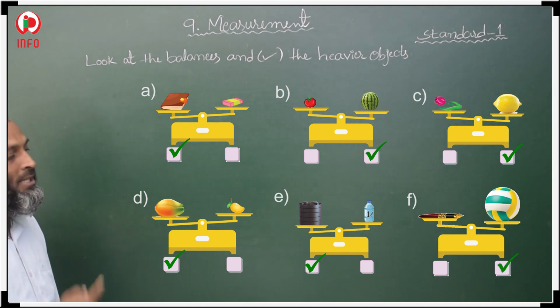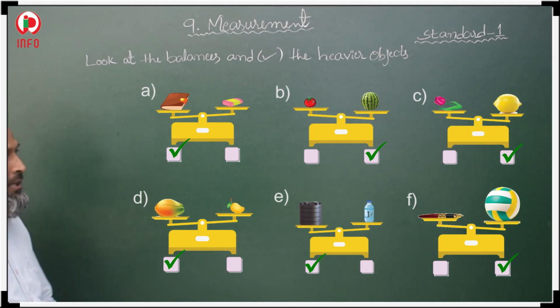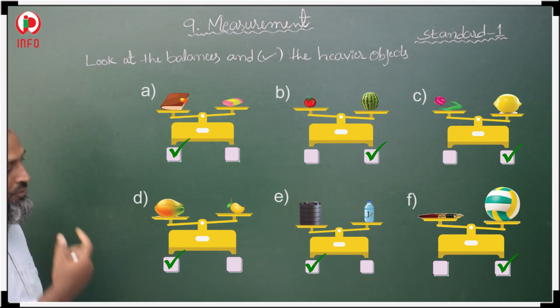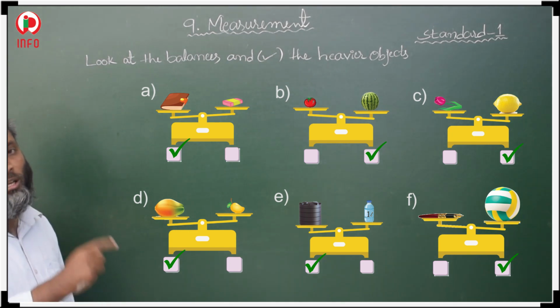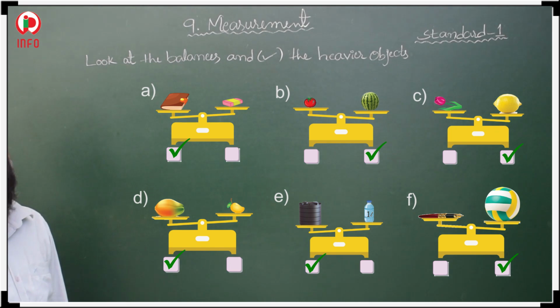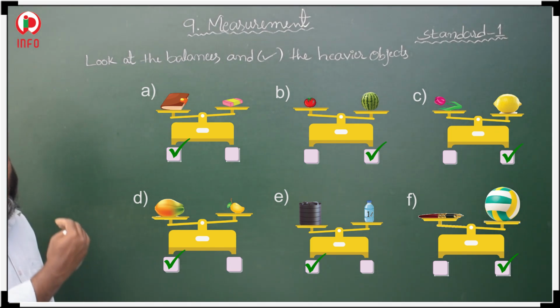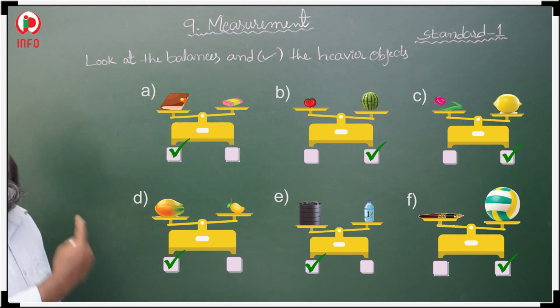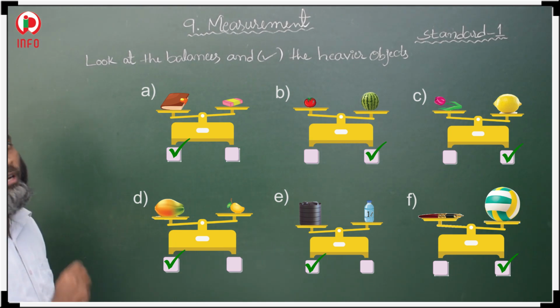So what is that second pan? That ball is a heavier object. Like that we have to think. First we have to see the picture. In the rod, which one moves down? That is where the heavier object is. Which is down, which moves downward, that is having the heavier object. That pan we have to tick.